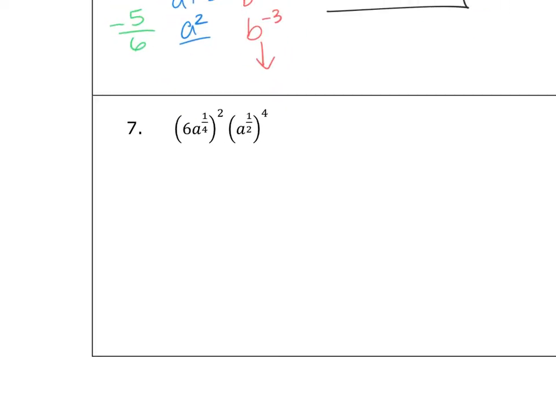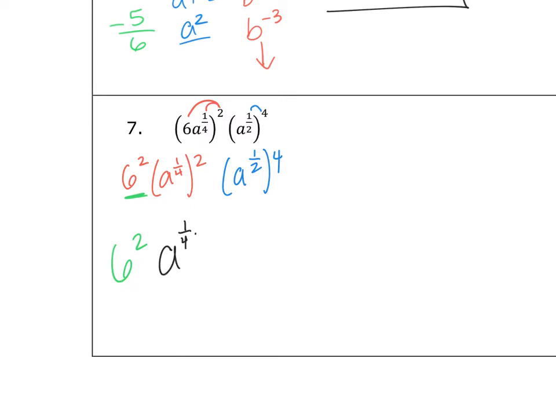So for problem 7, I need to distribute the 2, so 6 squared, a to the 1/4 squared. And then this is just another multiplying, a to the 1/2 times 4. So with my numbers, I have 6 squared. And with my a's, I have 1/4 times 2 and 1/2 times 4. And they're split up, so I will add them after I multiply them. So I multiply them and then add them together.